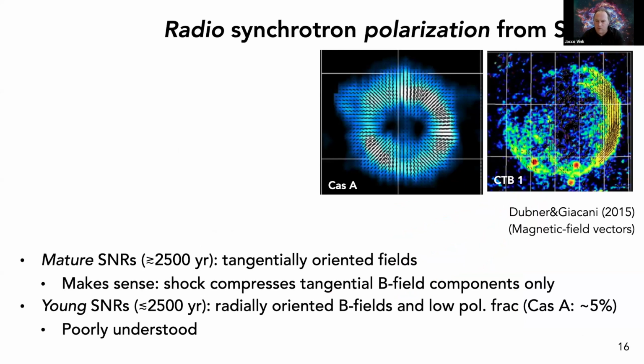Now, if we look at what the radio emission tells us, already in the 1970s, it was clear if you look at supernova remnants, you get a radially oriented magnetic field in young supernova remnants. So like here, Cas A, here we have the magnetic field vectors, and you see it's like the spokes of a wheel. If you go to mature or older supernova remnants, we almost always see a tangentially oriented magnetic field. The tangentially oriented magnetic field is what you basically expect if you compress the magnetic field in the shock. And then it's not quite clear how you get a radially oriented magnetic field in the young supernova remnants. That's not something that you naively expect.